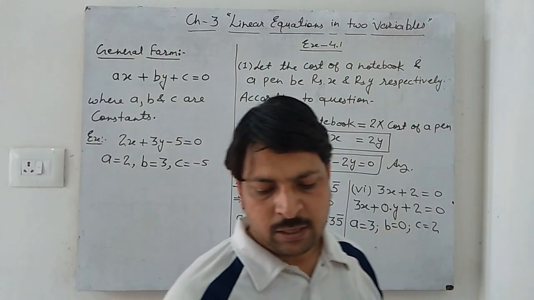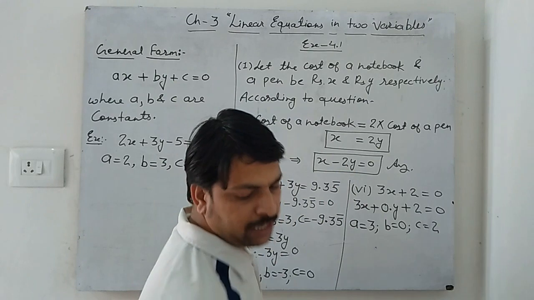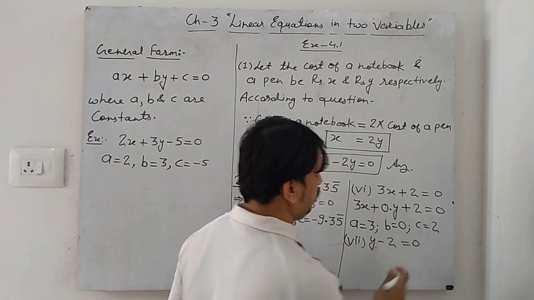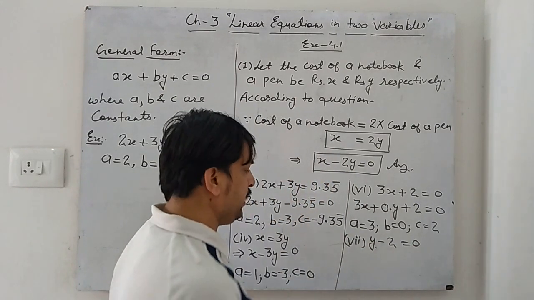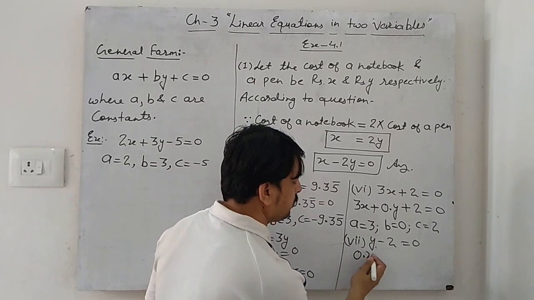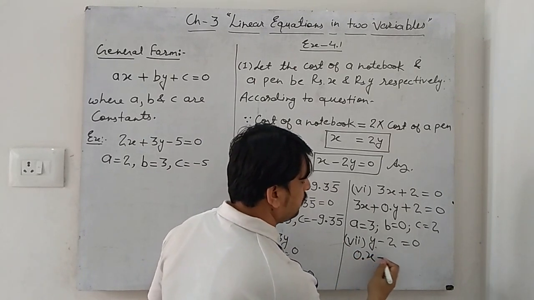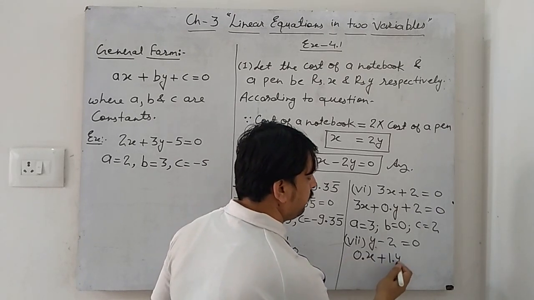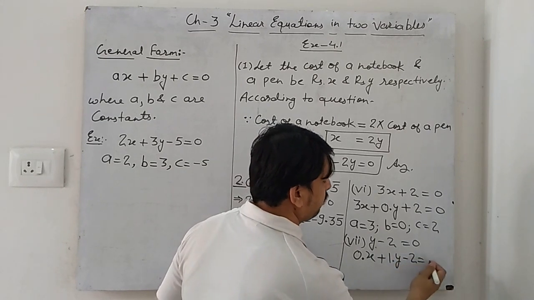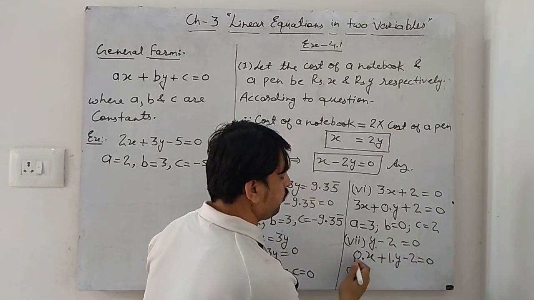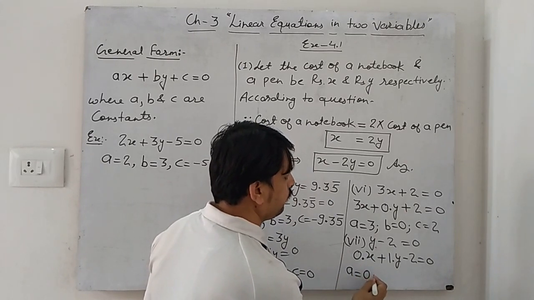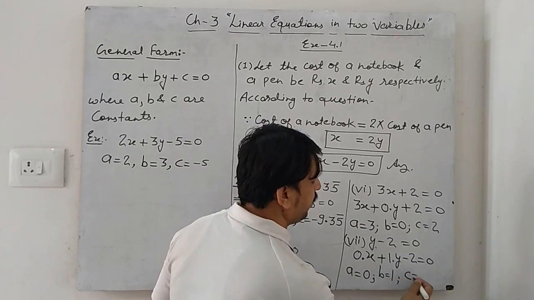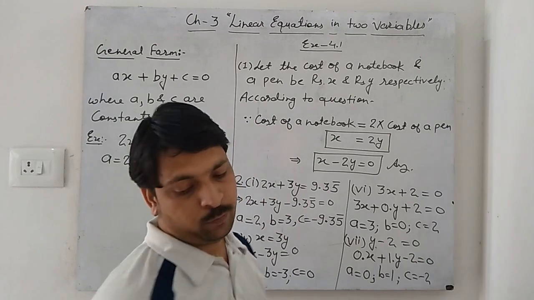Is it clear? Similarly, students, we are doing the seventh part, y minus 2 equal to 0. There is no term of x, so again we can write 0 into x. 0 multiply x plus the term of y, and since there is no coefficient, by default it will be 1. So 1 into y minus 2 equal to 0. So the value of a will be the coefficient of x, 0. The value of b will be the coefficient of y, that is 1, and the value of c will be minus 2.